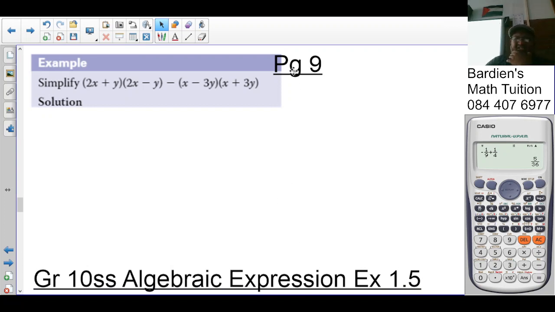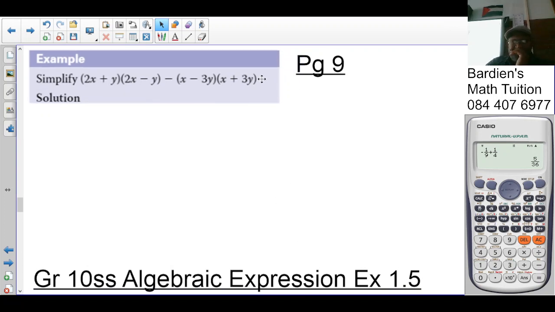Okay, so the sum says simplify. How many terms are there? Two terms. What separates terms? Plus and minus. So before I can add like terms, we first need to simplify our terms. Not so? We need to get rid of the brackets.